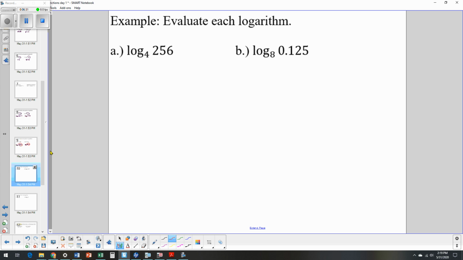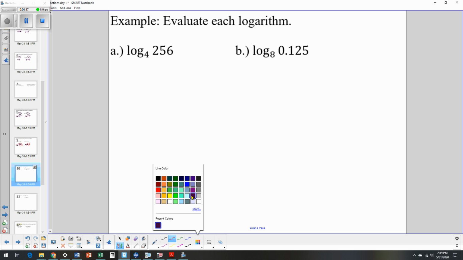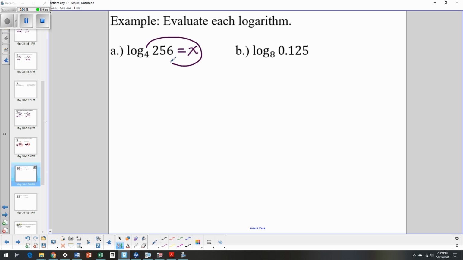So now we have some evaluate problems. We actually want to get a final numerical answer for these. Sometimes it helps if you write it as equals x. And it's helpful to turn this into exponential form. So we're going to do 4 to the x equals 256.